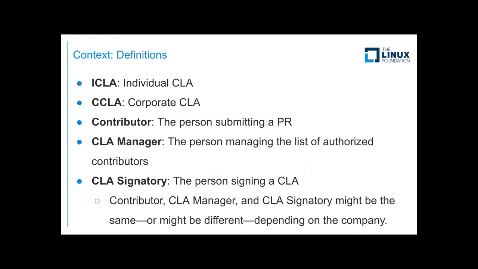And then in EasyCLA, in the tool, there are three different key roles that we talk about, so different personas for people who are using it. The first is the contributor, the person who's actually submitting the PR, who wrote the code. There's the CLA manager, which is what we call the person who, within EasyCLA, manages the list of authorized contributors from their company. And then finally, there's the CLA signatory, which, as it sounds, is the person at the company who actually signs the CLA. The key thing here, as I was saying before, is that of those three roles, they might all be the same person. They might all be different people, just depending on the company. So a lot of the complexity that you end up seeing in EasyCLA comes out of the fact that we're handling the different possible workflows depending on whether those are the same person or different people.